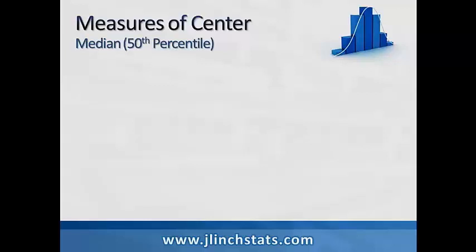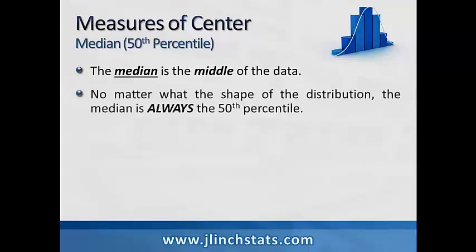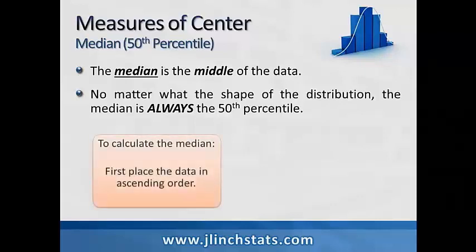Now let's begin talking about the median. The median basically is the 50th percentile. The median is the middle of our data. No matter what the shape of our distribution, whether it's symmetrical, skewed, uniform, multimodal, or bimodal, the median is always the 50th percentile. So the location of the median is basically going to split our graph into two equal areas on the left and on the right.